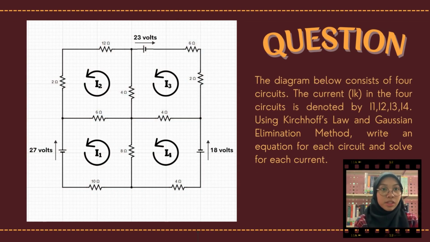So we can see here this is the question that we need to prove. The diagram below consists of 4 circuits. The current in the 4 circuits is denoted by I1, I2, I3 and I4. Using Kirchhoff's law and the Gaussian elimination method, write an equation for each circuit and solve for each current.